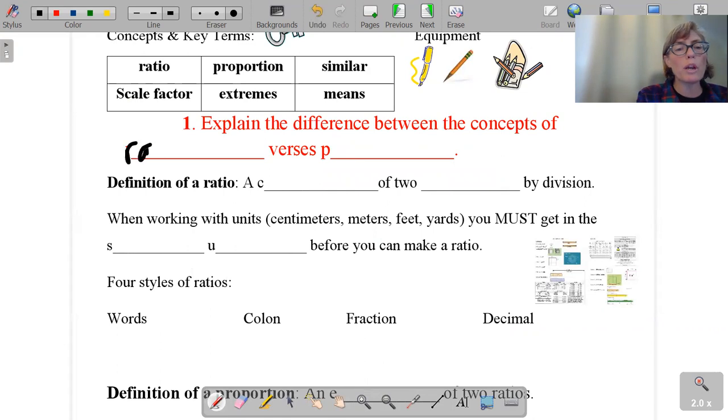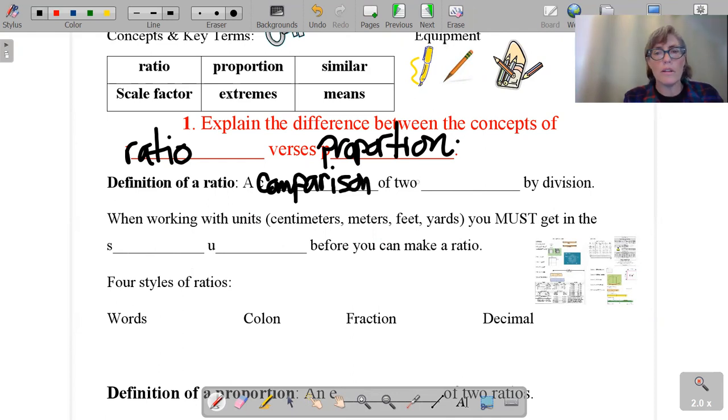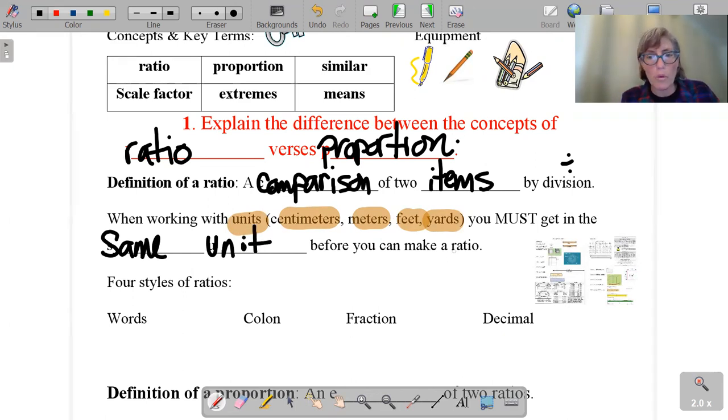We're going to explain the difference between a ratio versus a proportion. They're similar, but not the same. Definition of a ratio: it is a comparison of 2 items by division. When you're working with units and ratios, units such as centimeters, meters, feet, yards, you must get in the same unit before you can make a ratio.